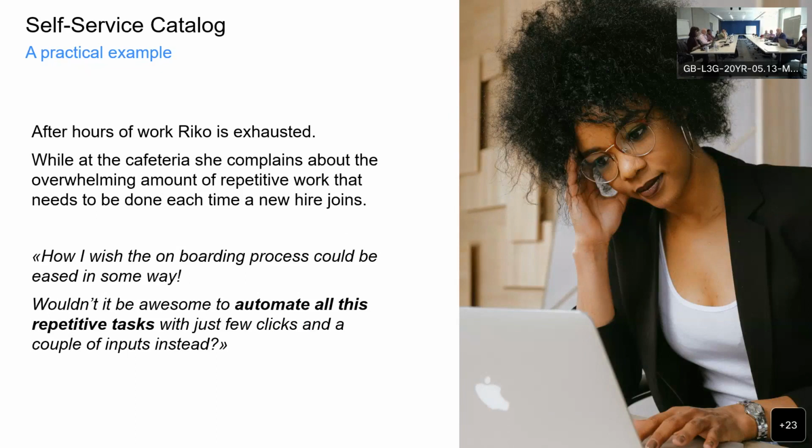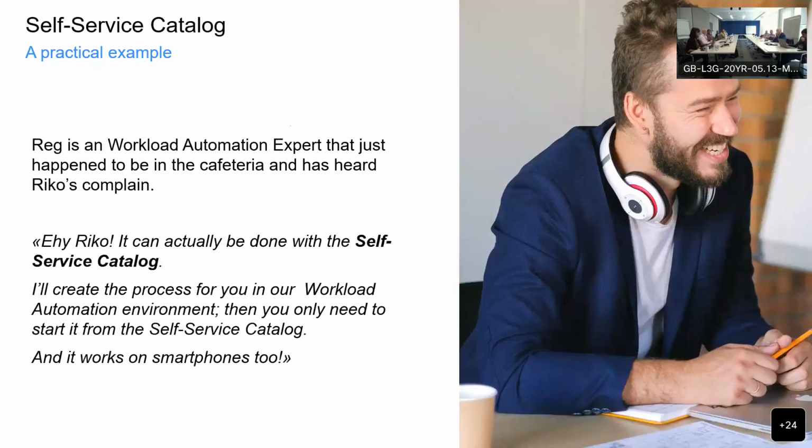And while at the cafeteria, she just complained about how it would be better to have this process all automated so that she won't waste all her time doing the same action all over again every time a new hire joins. And so it happens that while she's at the cafeteria complaining, Greg listens to what she was saying, and as an expert on the TWS and the workload automation, he wanted to help her and let her know that with the self-service catalog, he can actually create a job stream and all these processes for her.